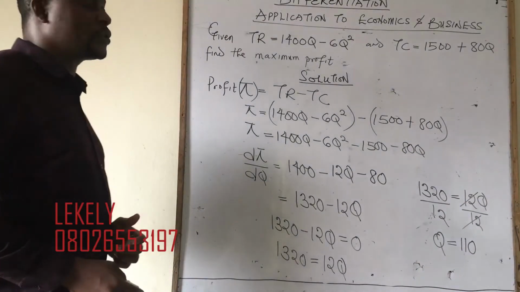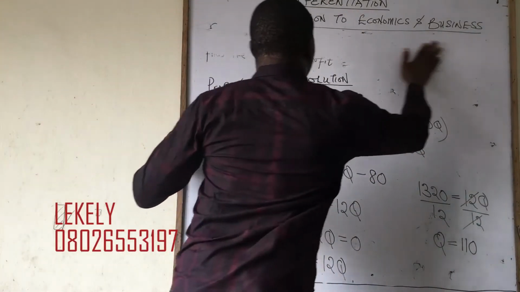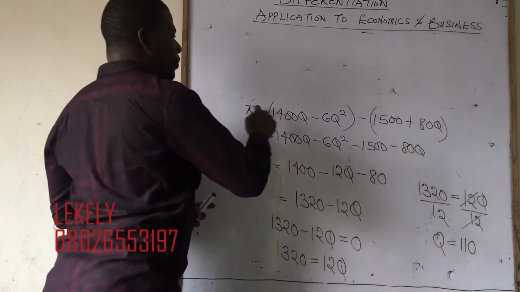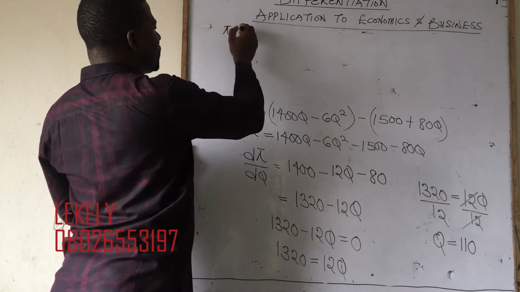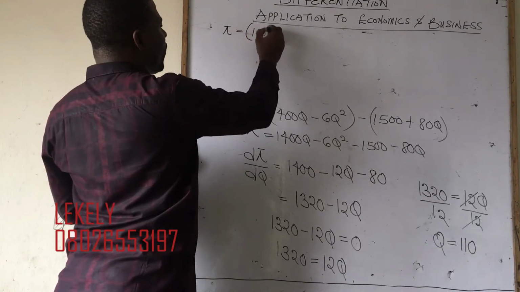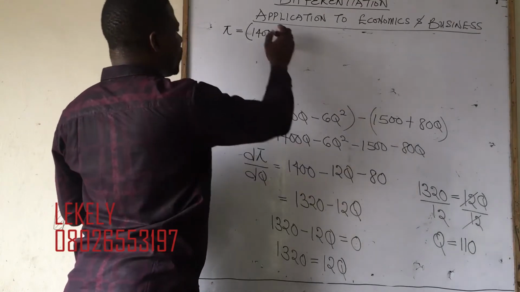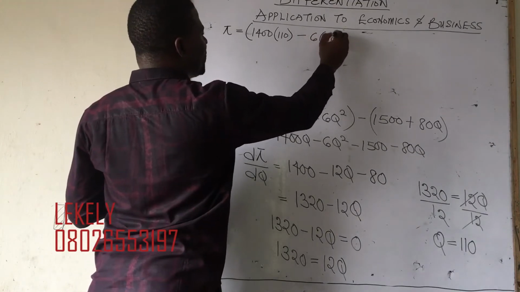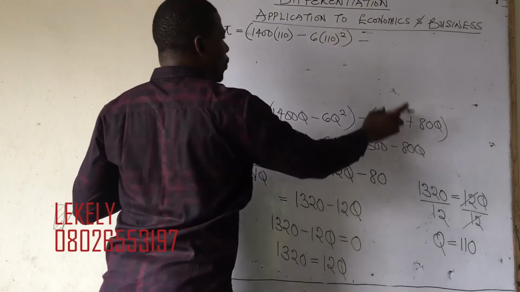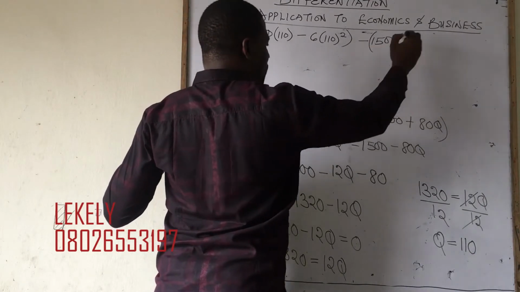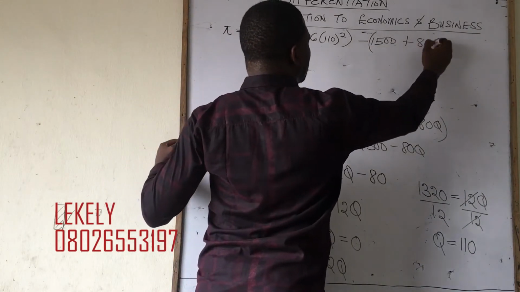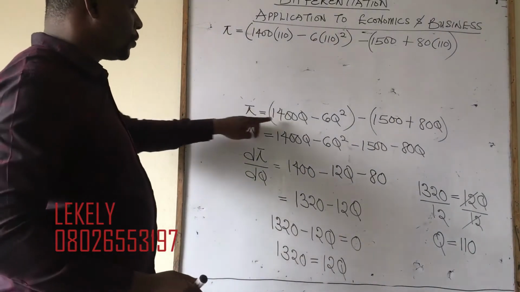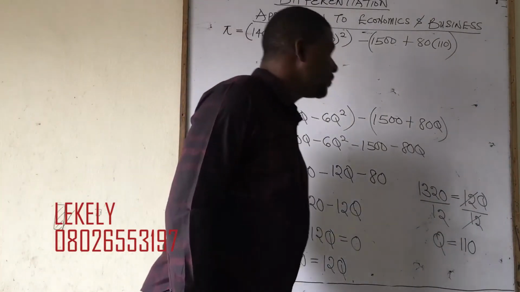I expect you to copy this question because I'm going to print it. So to get our profit now, I'm going to say this is our profit function. Our profit, which is 1400q. What's the q? We have gotten it, 110, minus 6 into bracket 110 squared, then minus 1500, then plus 80 into 110. You see that? Anywhere I see q in the profit function, I put the q that I got there.